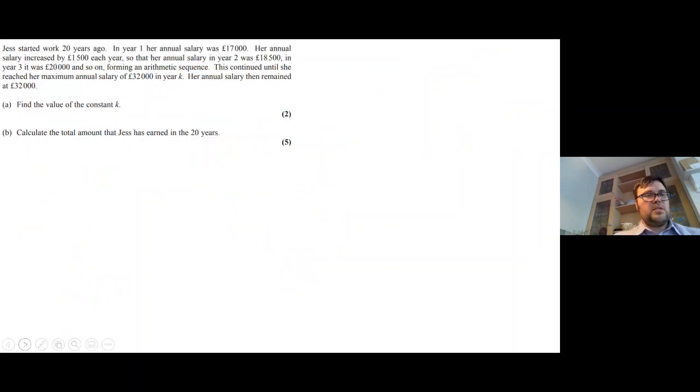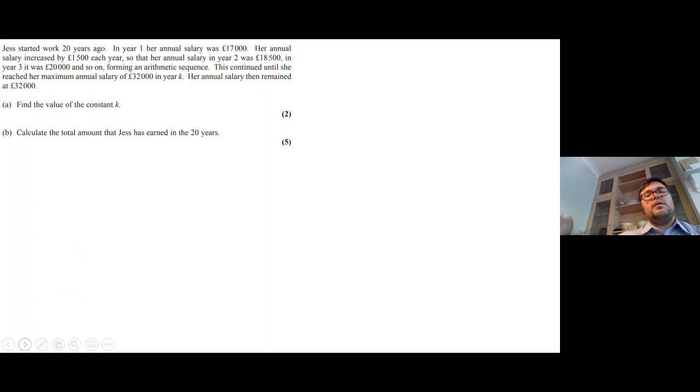Going on to the next question. Now, they do like a modeling question. The modeling question could be arithmetic, it could be geometric. So this one, I think I've got a couple of each. Jess started work 20 years ago. In her first year, her salary was 17,000. Her annual salary increased by 1,500 each year, so that her annual salary in year 2 was 18,500. In year 3, it was 20,000. So forming an arithmetic sequence.